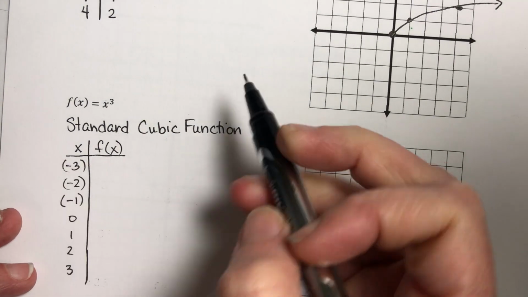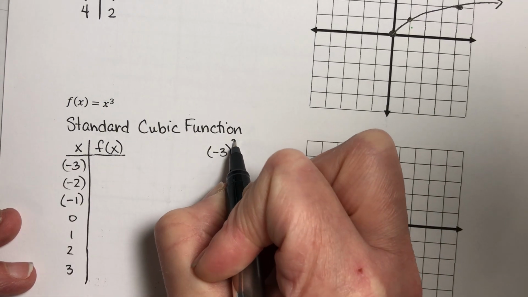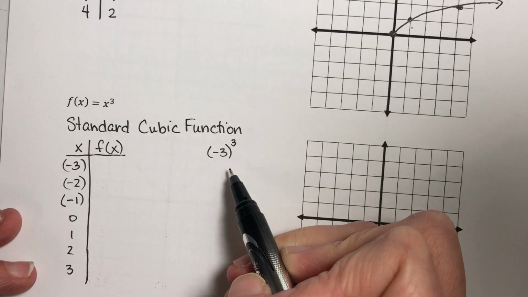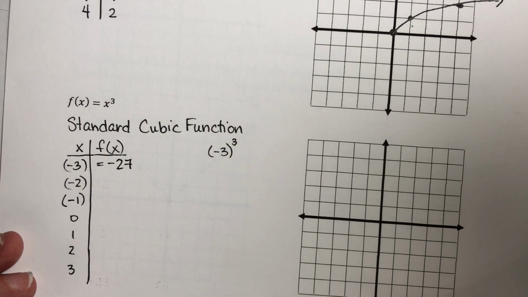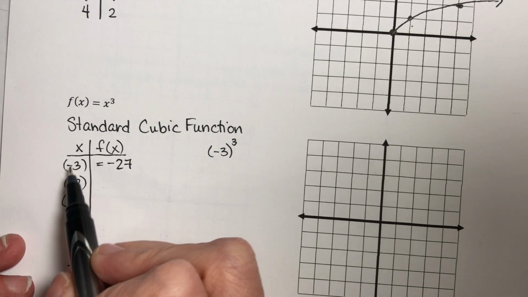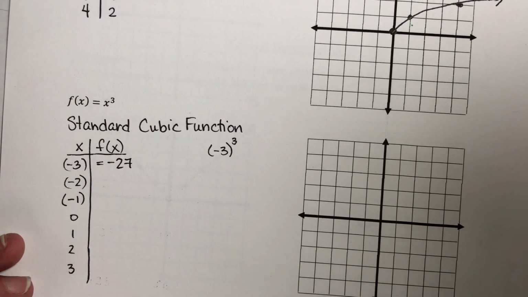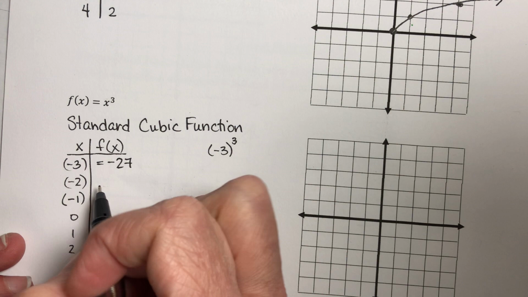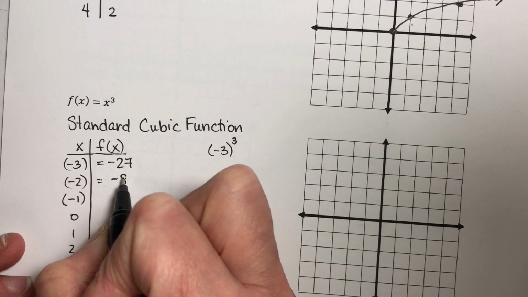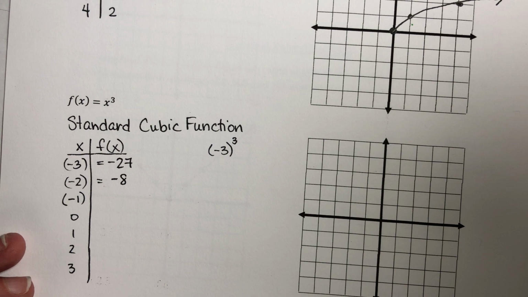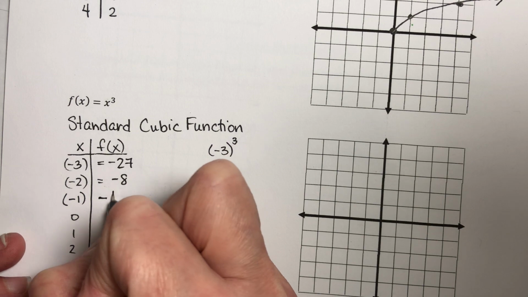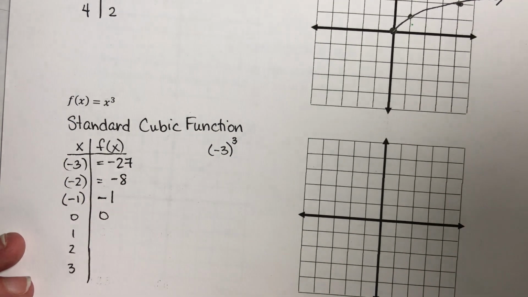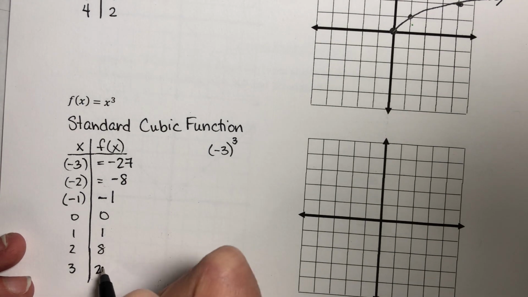If I take -3 inside parentheses and then cube it, that's -3 times -3 times -3, which is -27, which of course does not fit on my graph. That's okay though. I'm going to use this to get an idea of what the graph looks like anyway. If I take -2 and cube it, I get -8, which is also off of this grid. If I take -1 and cube it, I get -1. 0 cubed is 0. 1 cubed is 1. 2 cubed is 8. 3 cubed is 27.